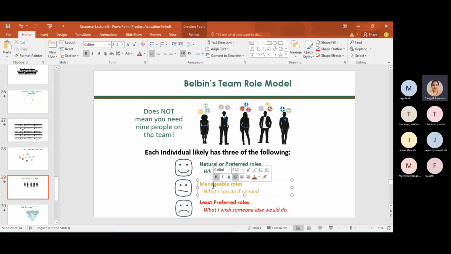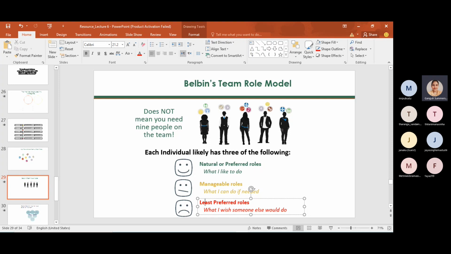Manageable roles means you do not like these roles that much, but you can do them if it is needed. So manageable roles means like manageable. You do not like them very much, but even though you do not have a big liking for them, if it is needed, I'm willing to do those roles. Those are called manageable roles. You are not extremely passionate about these roles, but you are willing to do them if it is needed.